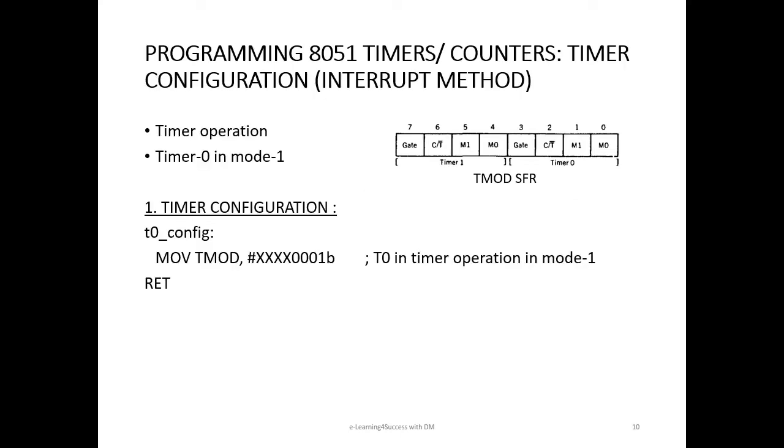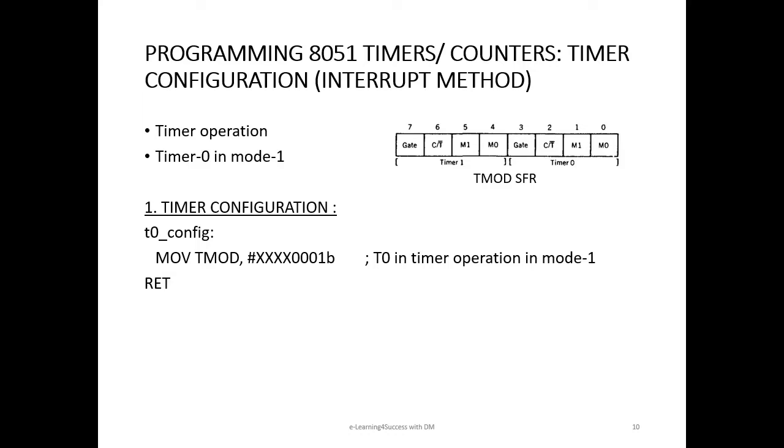Next, we shall see how to write 8051 assembly language programs for each of these steps that we have discussed. For convenience, we will write separate subroutines for each step. Let us start with timer configuration. You have to note that in this lecture we are discussing only the timer operation of the timer counter module of the 8051 microcontroller. Also, we will be discussing the mode 1 operation alone. In the following subroutine, we will focus on T0 alone. The same logic will apply for T1 also.